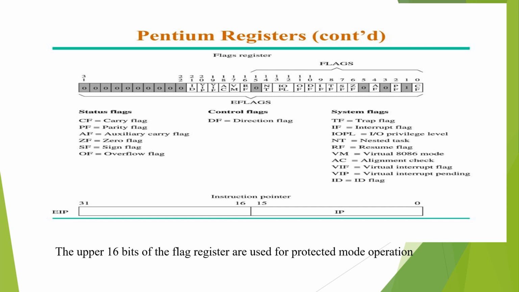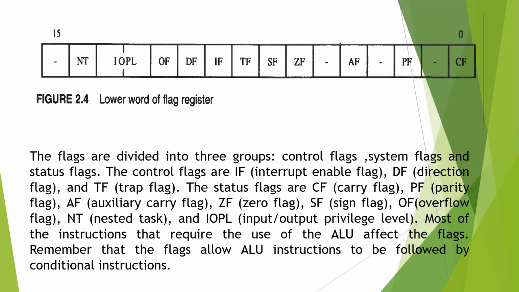Instruction pointer: Pentium has EIP, the extended instruction pointer, where IP always fetches the next instruction that is to be executed. Remember that the upper 16 bits of the flag register work in protected mode operation, while the lower 16 bits of the flag register work in real mode. So this is all about the lower 16-bit flag register of the EFLAGS of a Pentium.